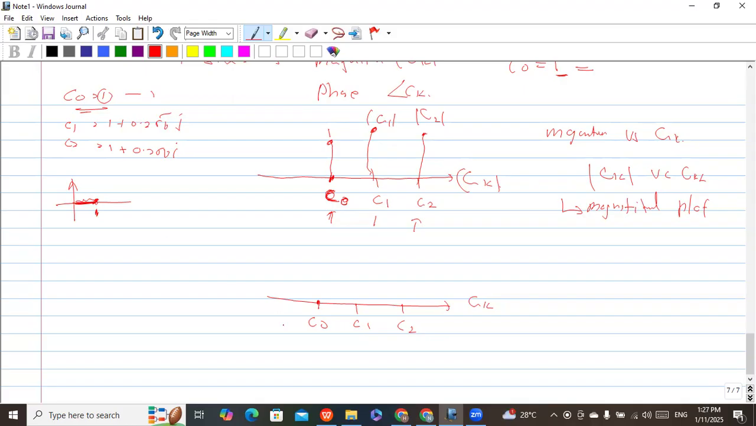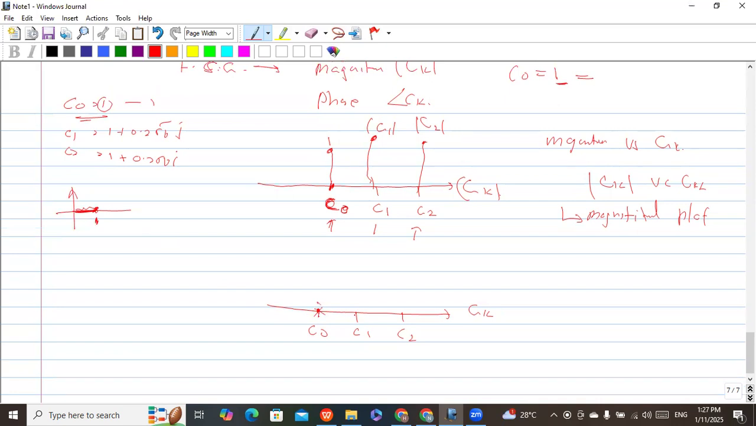What is the angle it makes with the x axis? Yes, that is 0. So it is a real number, so the phase will be 0. And what is the phase of C1? For that one, you need to get the tan inverse of the opposite side, 0.256, over the adjacent side, which is 1. Then you can get the radian value. So that is the phase of C1, and the same phase will be there for C2.